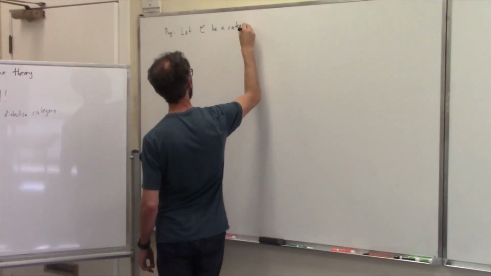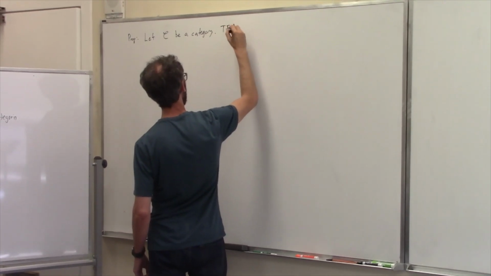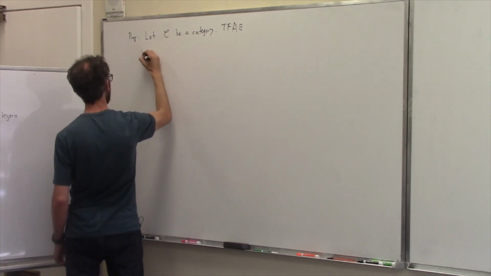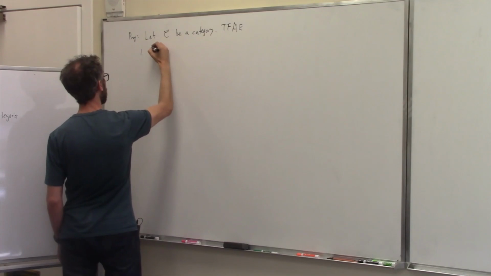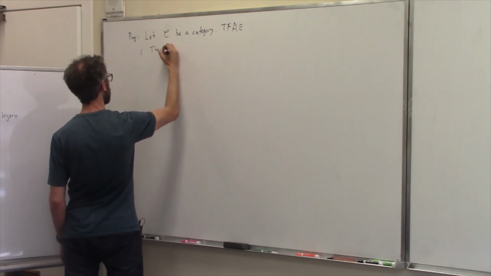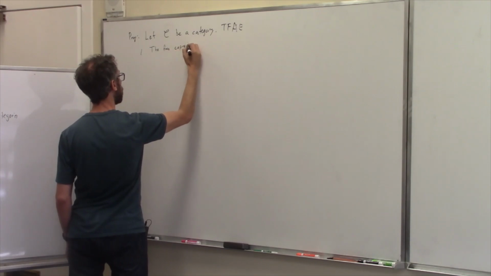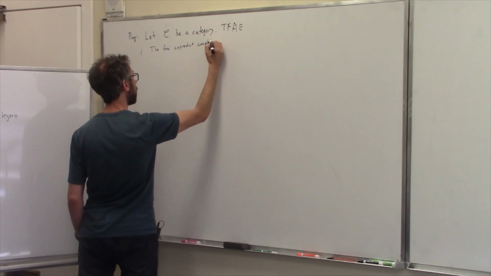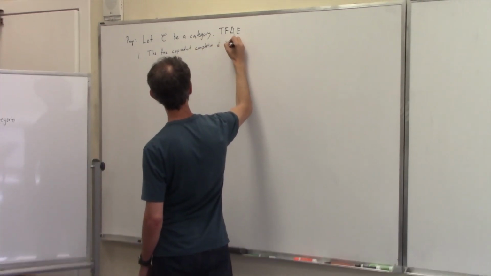Then the following 5 categories are equivalent. 1, the free coproduct, and I'll explain how you get this thing. Oh, actually, I won't. It'll be number 5 is how you get it. The free coproduct completion of C op.